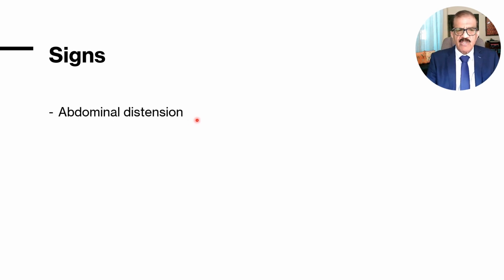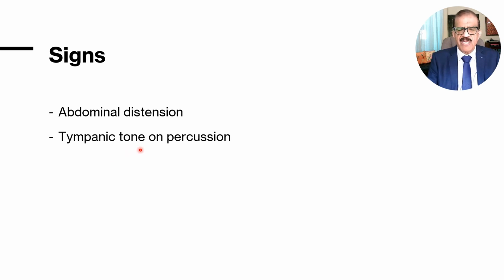So signs, what are the signs? There may be abdominal distension. This is because of a lot of air produced by the colon bacteria, the bacterial overgrowth, and there may be distension of the abdomen. And you can tell that this is not obesity because the patient may be otherwise wasted, but the abdomen is distended, and this is because of the gas. And if you percuss the abdomen, there may be a tympanic tone, because tympanic tone is produced by the gas in the intestine.